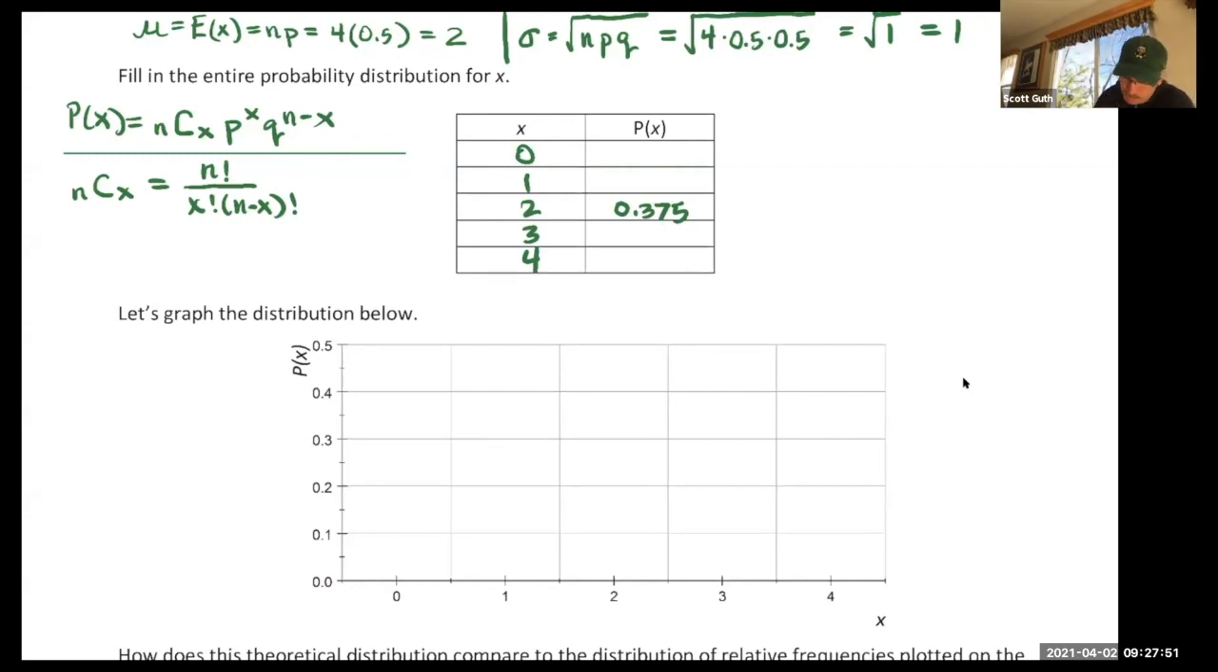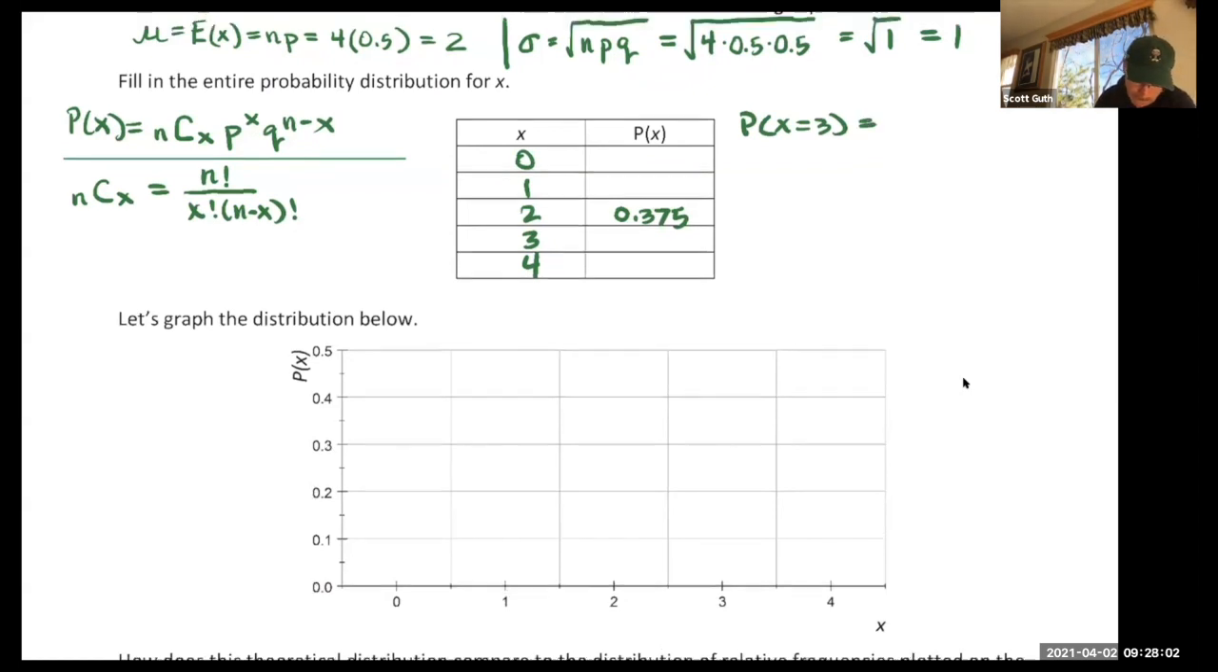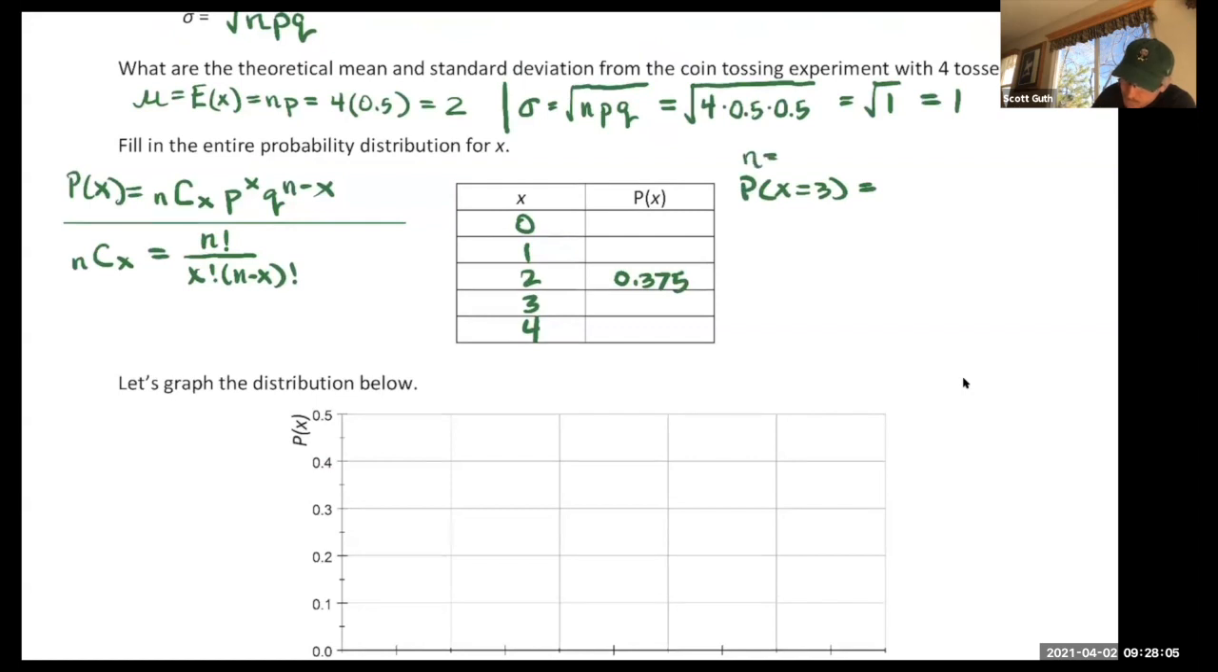Okay, but over on the right, let's do the probability that X is 3. Let's line things up here. N is 4. Little p is 0.5, and little q is 0.5. So the formula just says N choose X. N is 4, so this should be 4 choose 3. And then P to the X, that would be P to the third. And Q to the N minus X, that's Q to the 4 minus 3. Like that.